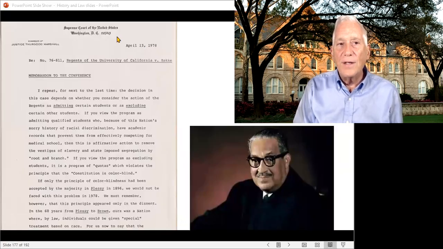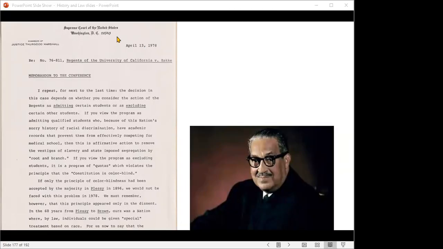A particularly interesting memo is written by the only African-American justice of the U.S. Supreme Court at the time, the great Thurgood Marshall. And we should read it carefully. It was a typewritten memo. It's not part of any decision. It was written while they were still arguing amongst themselves how to reach a decision.